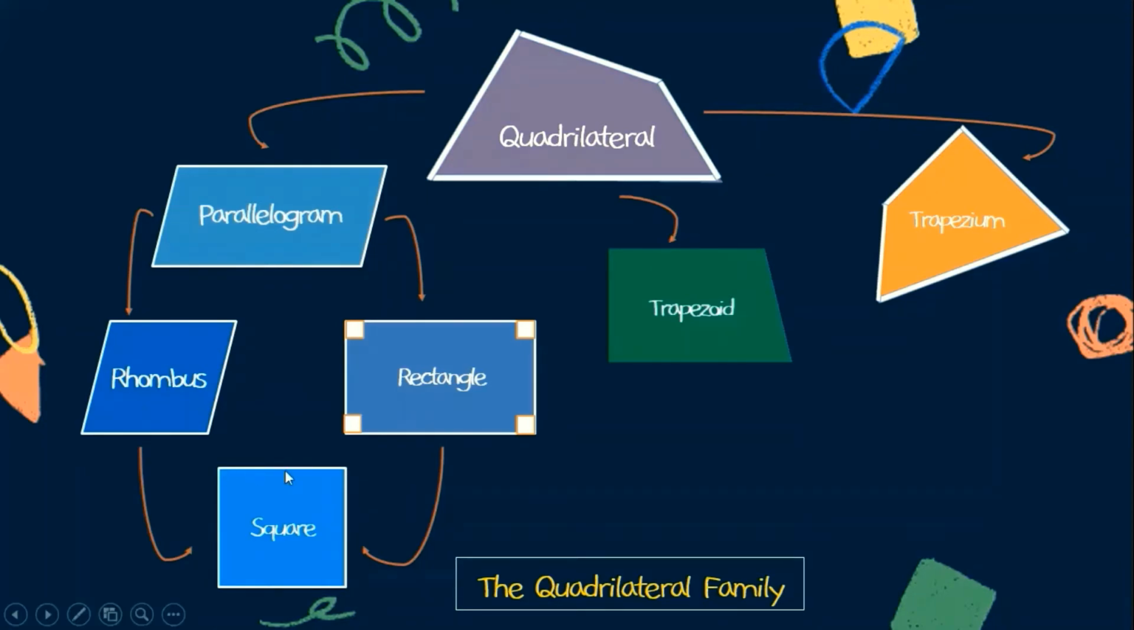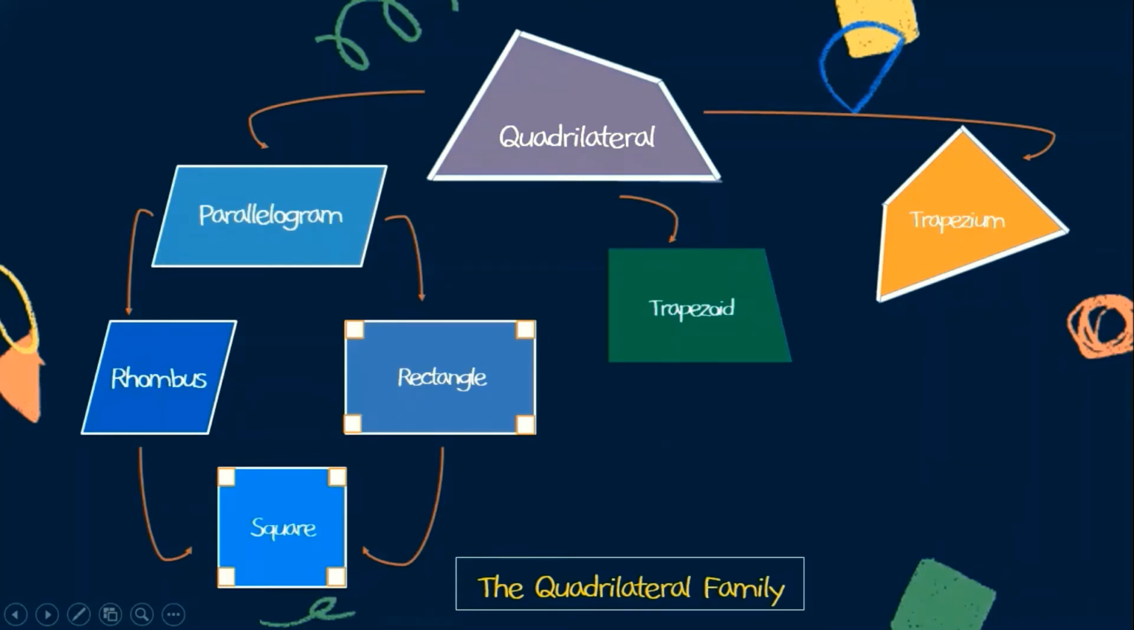Ang square ay tulad ng rhombus na ang mga side niya ay pantay-pantay ang sukat. Kung 5 cm ang sukat ng isang side, the rest na mga side ng square ay 5 cm din. And also, just like a rectangle, kung ano ang sukat ng isang angle, ganun din ang sukat ng iba. And the square also has 4 congruent angles, which are all right angles. All these 3 are types of parallelograms.